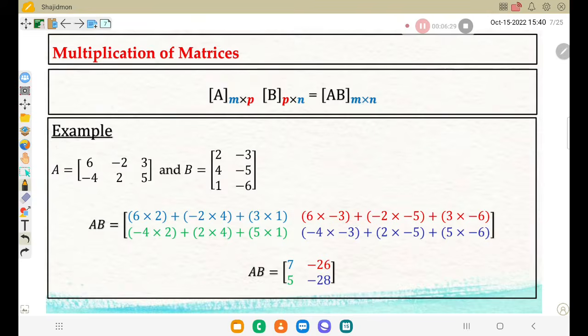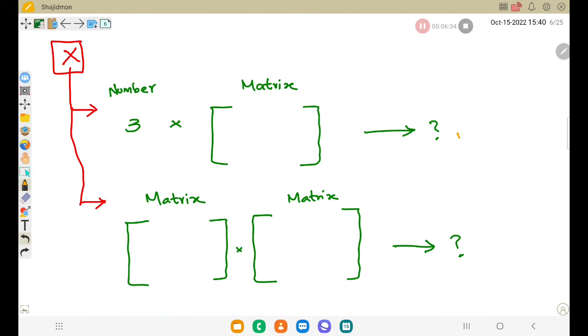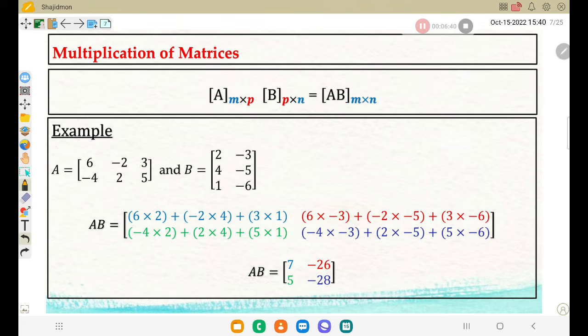Now we will go to the multiplication of matrices. Multiplication of a matrix by a number, we discussed it. Now, how to multiply two matrices? This is the important idea here. For example, this is the basic rule we need to keep in mind: we cannot multiply all matrices.